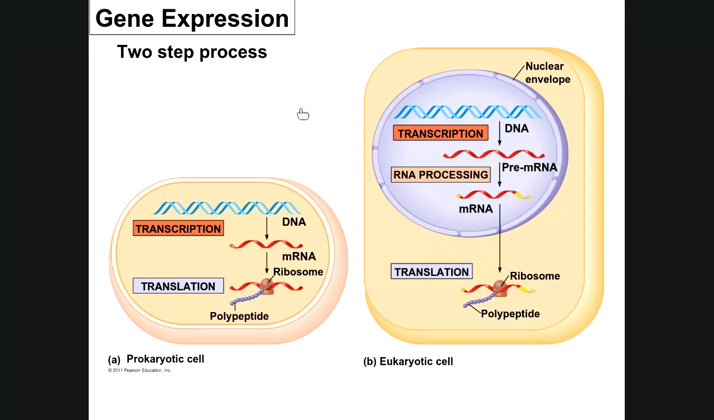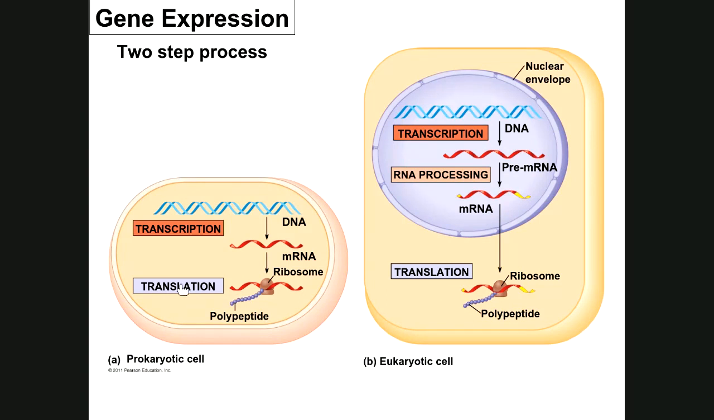Gene expression itself, it doesn't matter if we're talking prokaryotic cells or eukaryotic cells, is a two-step process. The first step is transcription. Notice in both types of cells, they show you transcription. The second step of gene expression is called translation. You can see for both of these, there's translation.